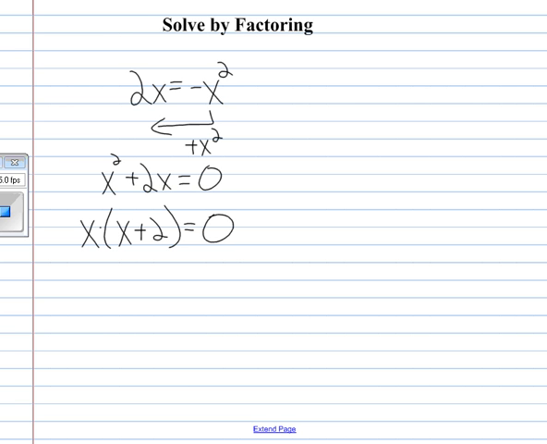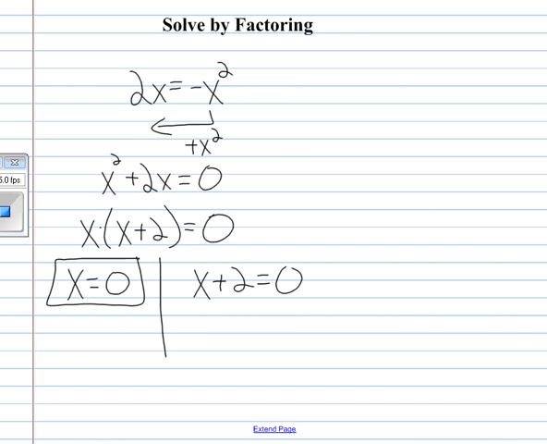And now we use our zero product property. We set each factor equal to 0, because if either one is 0, the whole equation is 0. Well, and this one's already done. So x is 0, and x can also be negative 2. So those are the two solutions to that equation.